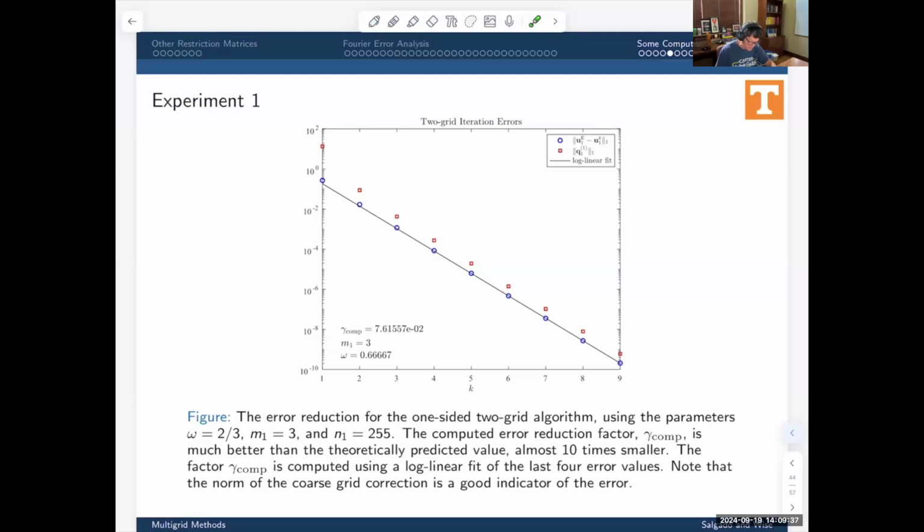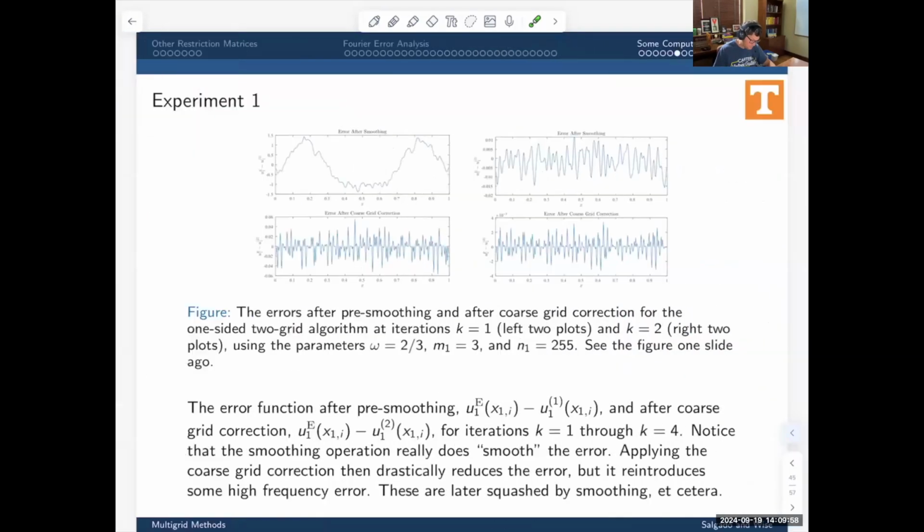And notice N1 is equal to 255 in this case. It doesn't matter what we take N1 to be, we're always going to find that we get the same rapid convergence. Basically, this contraction is 10 times larger than what it was predicted to be. Okay, 0.07 instead of 0.7.